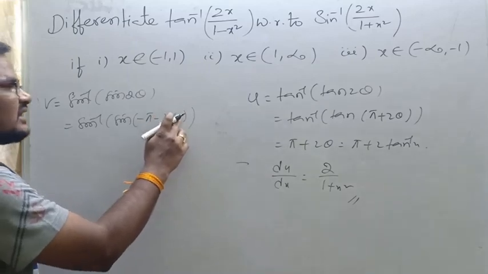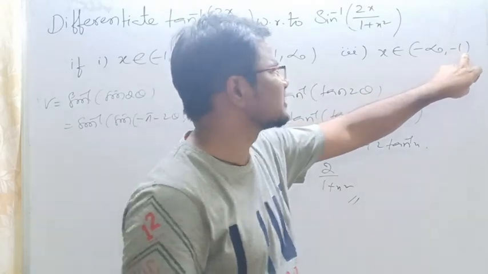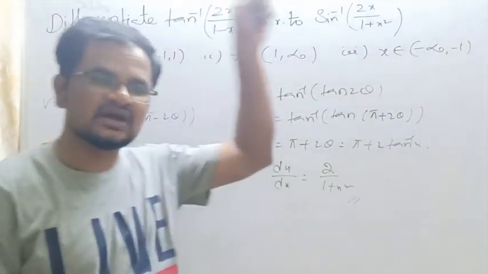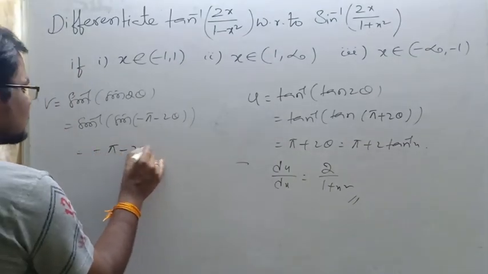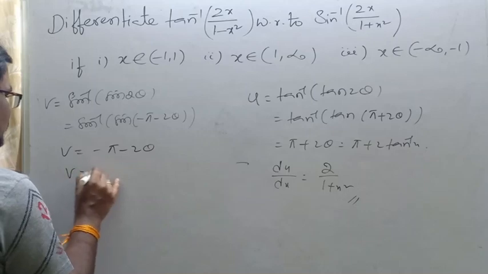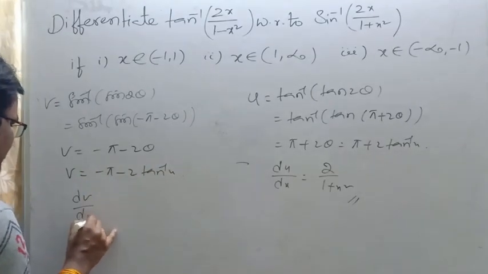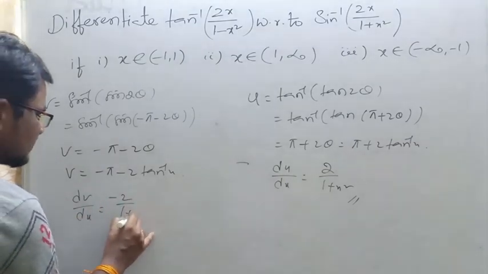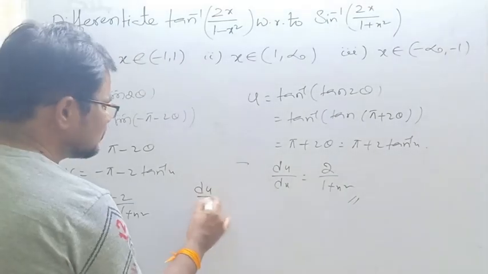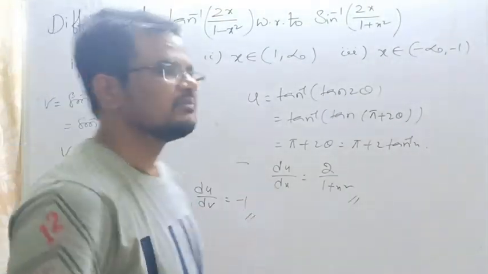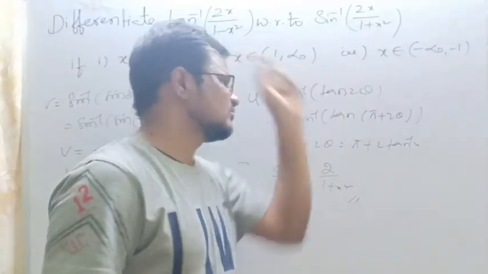If you take theta, for any x value, theta belongs to minus pi by 2 to minus pi by 4. If you substitute, definitely it belongs to the range of sine inverse x. That's why minus pi minus 2 theta, v. Now v equal to minus pi minus 2 tan inverse x. Now dv by dx equal to minus 2 by 1 plus x square. So this is 2 by 1 plus x square, this is minus 2 by 1 plus x square. Therefore du by dv, what will you get? Minus 1 you will get. Okay, no? So here one answer, here minus 1 answer, here also minus 1 answer.